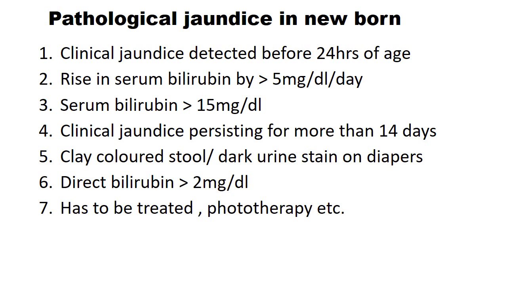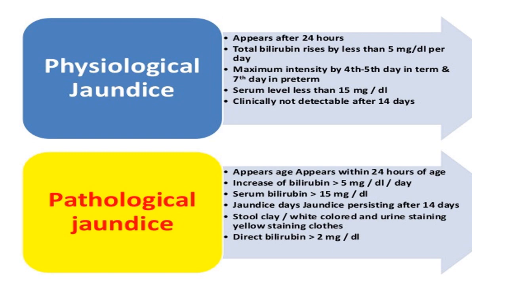If we come to the slide, it shows both physiological and pathological jaundice and what the differences are. Physiological appears after 24 hours, pathological appears within 24 hours. Here it is less than 5 milligram, here it is more than 5 milligram. Here the intensity is maximum on the 4th, 5th or 7th day. Here it persists for about 14 days, here it becomes better by 14 days. No treatment is required here, and over here we have to treat patients.